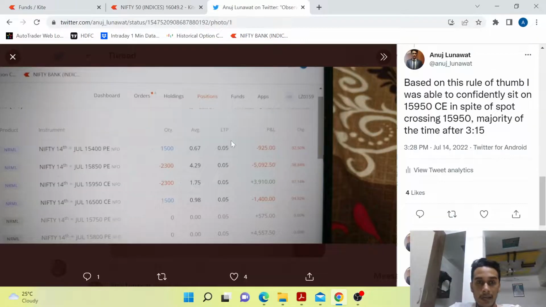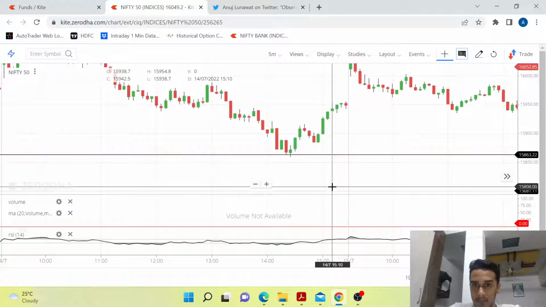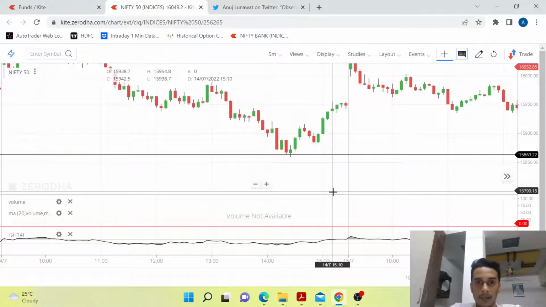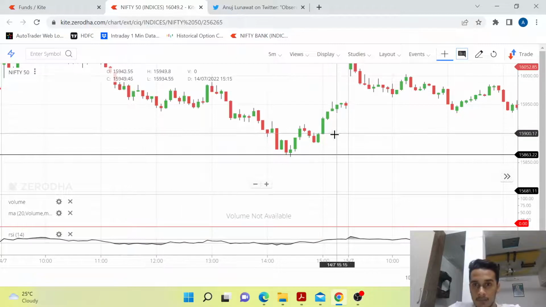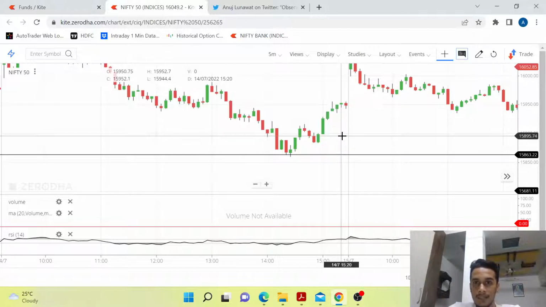What happened was, I sold it somewhere around 1.75. And as soon as we got this candle, at 3:10, the high of the candle was 15,954. Again here the high is 15,950, again the high is 952. Even the last candle went above 950, and 955 was the high.